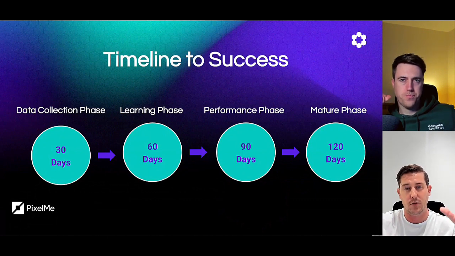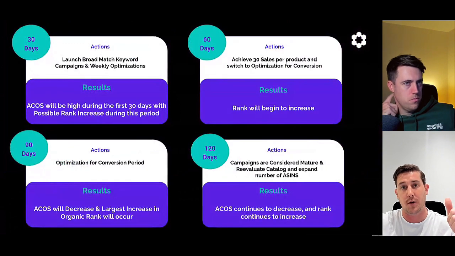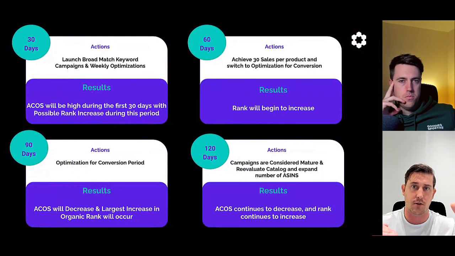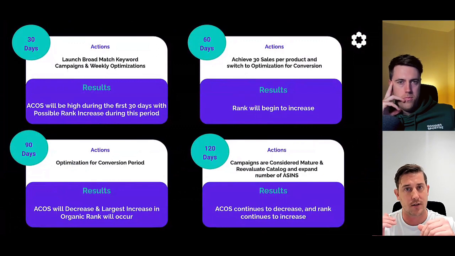And I'll break this down a little bit more. I kind of spoke through it, but for the people that are watching, the actions for the first 30 days: we're going to start with broad match keywords. We used to start with exact match. What we figured out is broad match clicks are quite a bit cheaper. They convert a little bit less, but the real goal is to try to get to 30 conversions as quickly as possible, and broad match helps us do that.